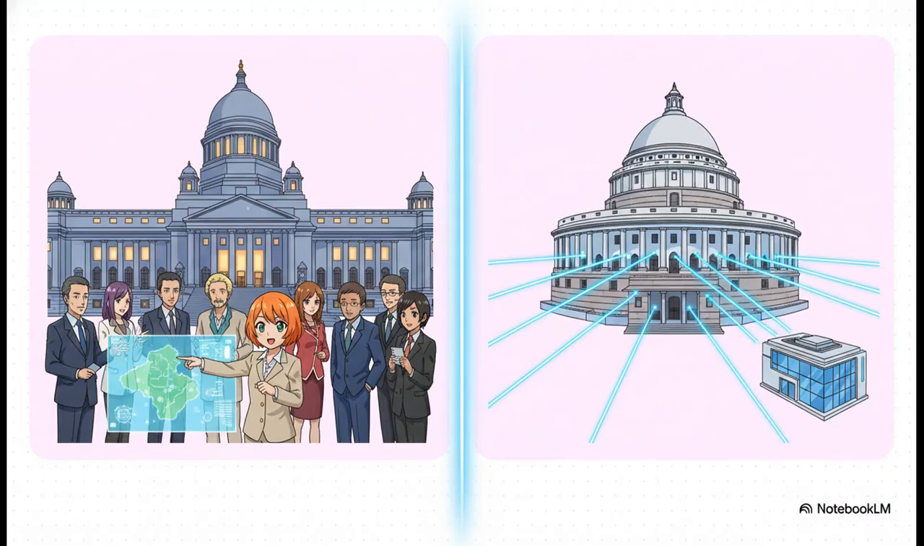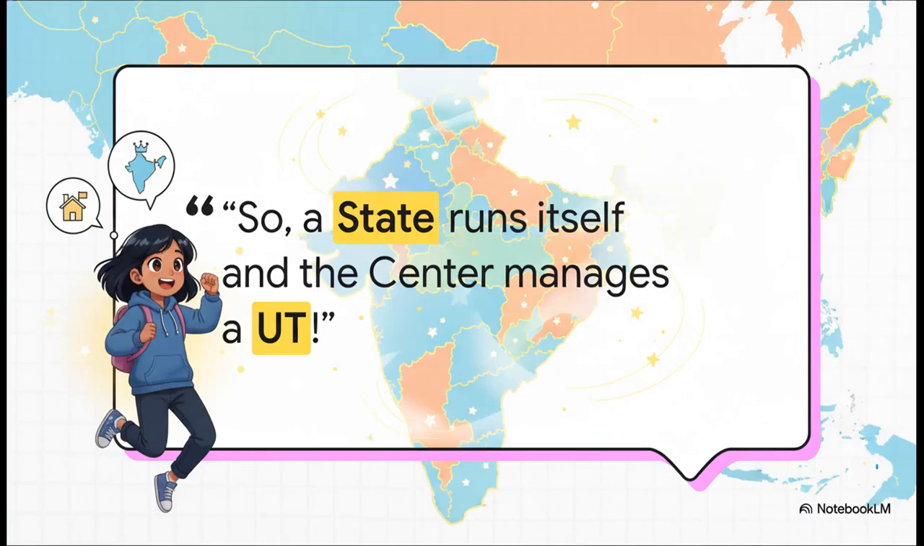It really all comes down to power. Think of it like this. A state has its own elected government, its own chief minister. It's got a lot of autonomy to run its own show. A union territory, or a UT, on the other hand, is run directly by the central government in New Delhi. Now, it gets a little tricky because a few UTs, like Delhi, do have a chief minister, but their powers are definitely more limited.